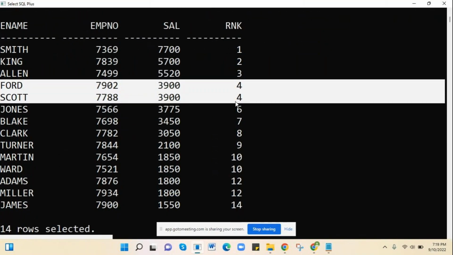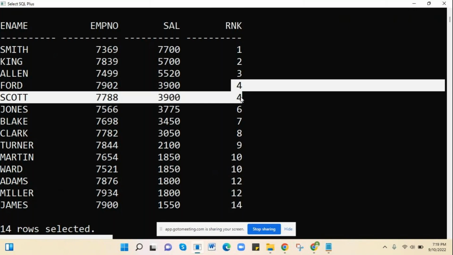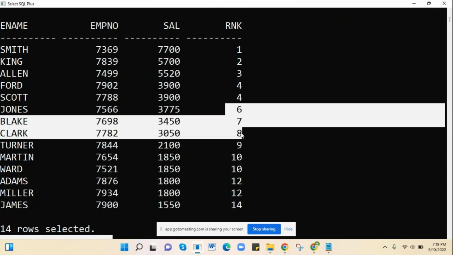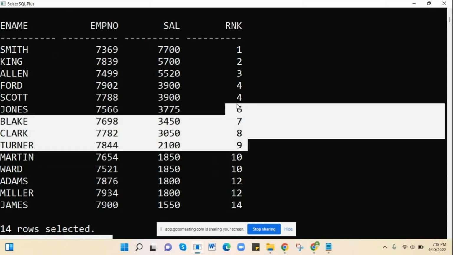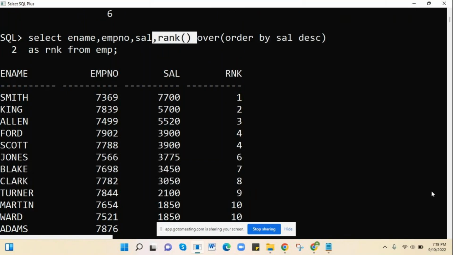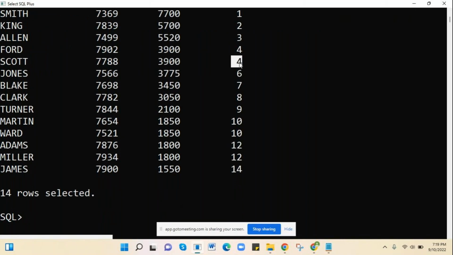Next, it will skip the fifth rank. Why? Because it is a fourth rank and it is also fourth rank. Actually, in between, one is fourth rank and the second one is fifth rank. So it will skip the fifth rank. You see, directly it will give 6, 7, 8, 9. Rank always skips the numbers. If you are using rank, it skips the numbers. It generates the gap. There is no fifth.